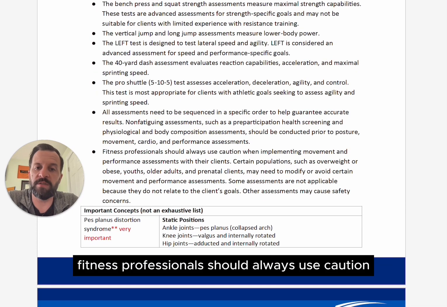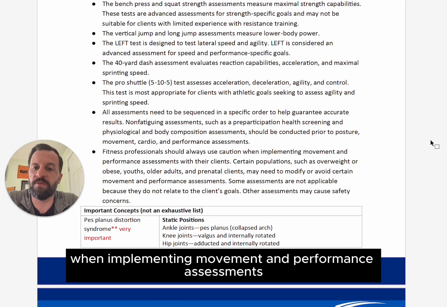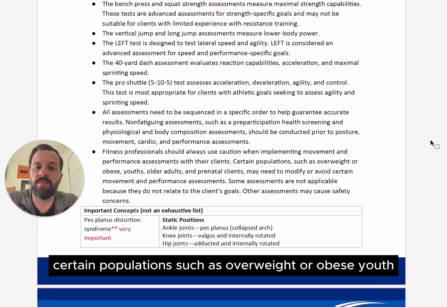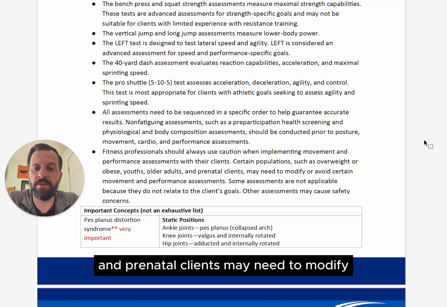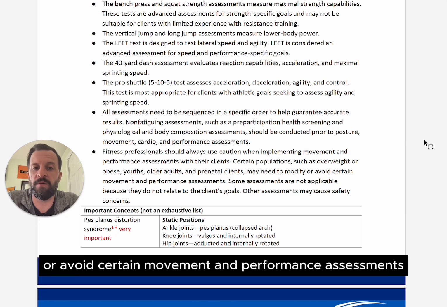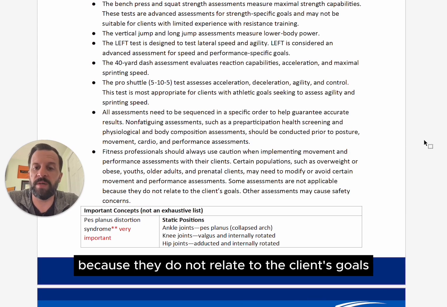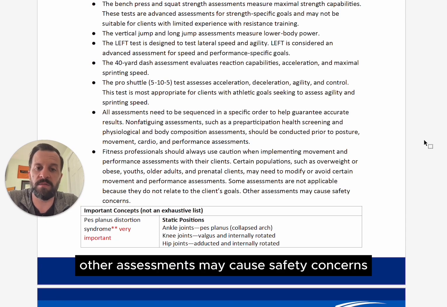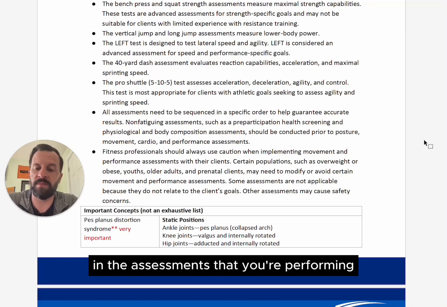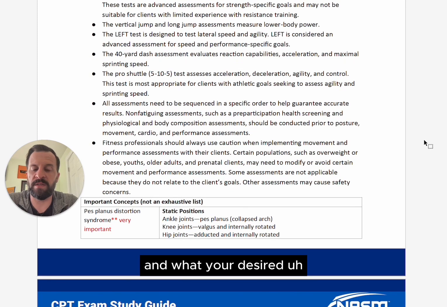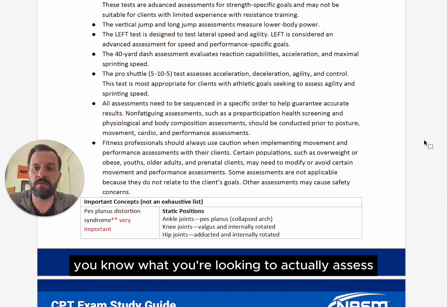Fitness professionals should always use caution when implementing movement and performance assessments with their clients. Certain populations, such as overweight or obese youth, older adults, and prenatal clients, may need to modify or avoid certain movement and performance assessments. Some assessments are not applicable because they do not relate to the client's goals. Other assessments may cause safety concerns. So just be specific, be intentional in the assessments that you're performing and what you're looking to actually assess.